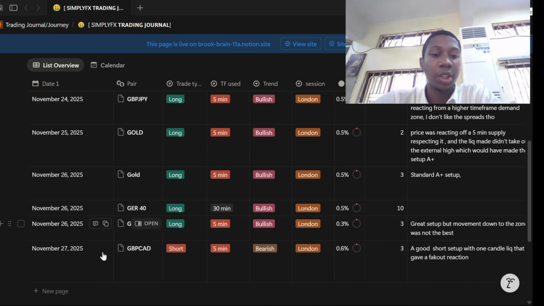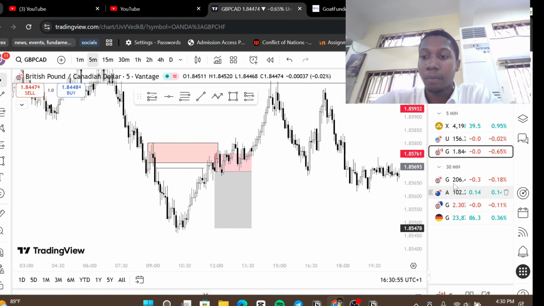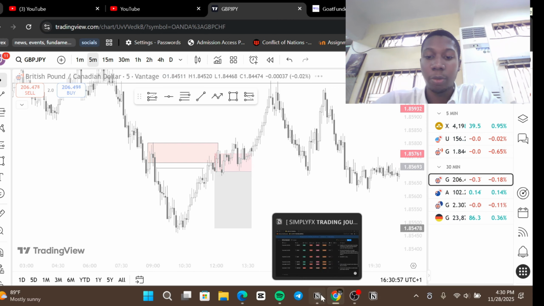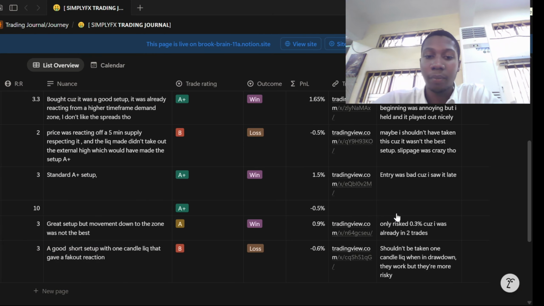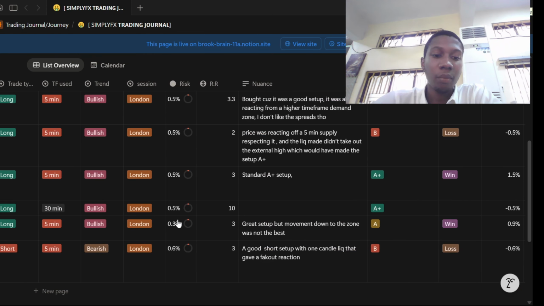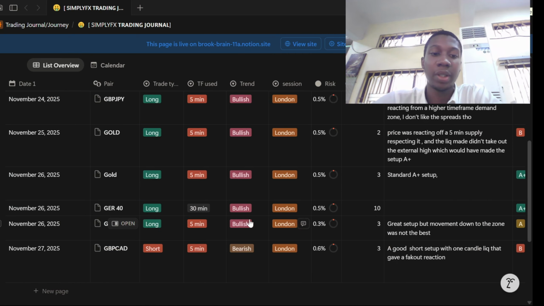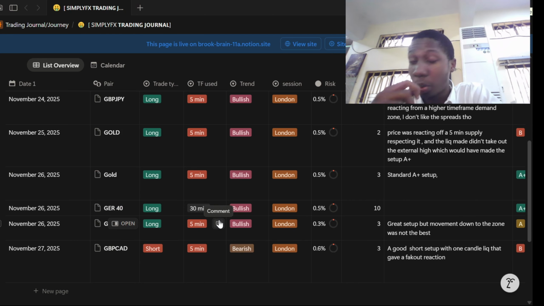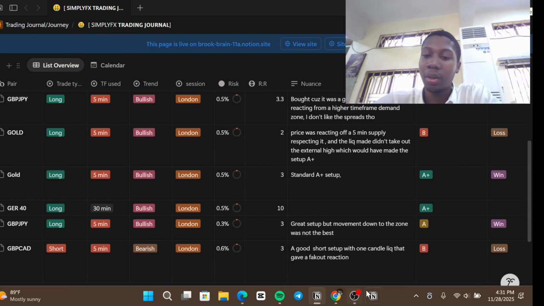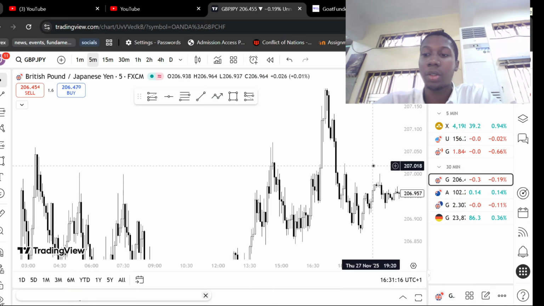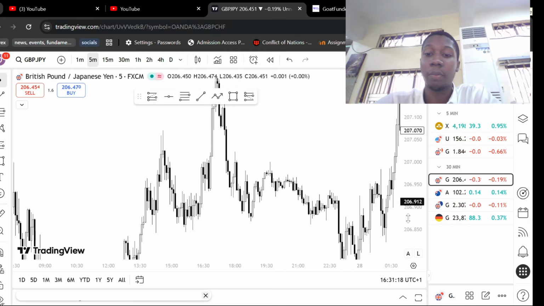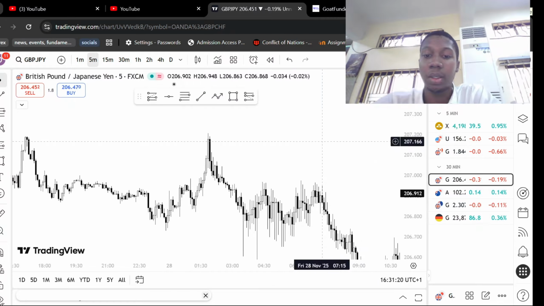Oh, and yeah, the GBP JPY win. The reason why you're seeing it as a 0.9% win over here is because I risked too little on this trade, because I was already in the German index and gold trade at the same time. So for me to open a third one, I needed to scale down my risk in case all of them go and hit stop loss. So I scaled down my risk and only risked 0.3% to gain 0.9%.